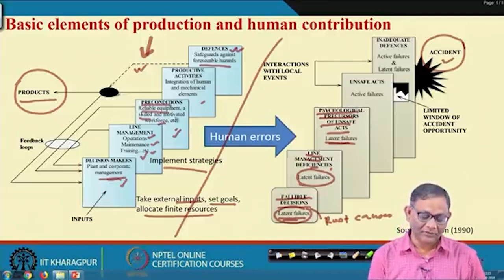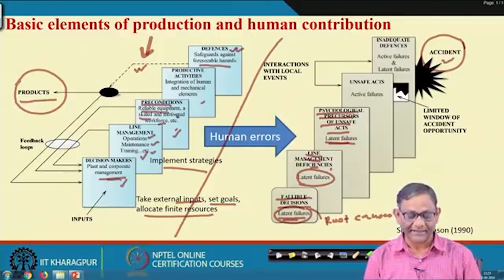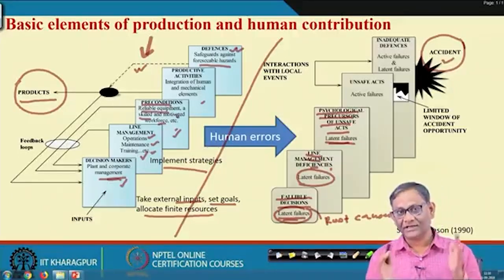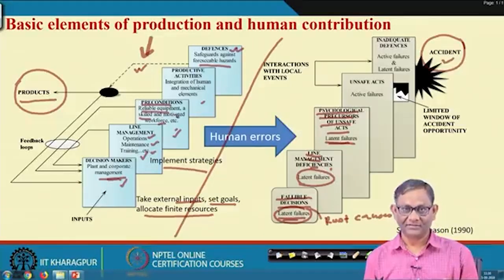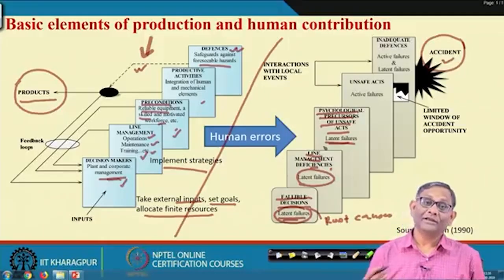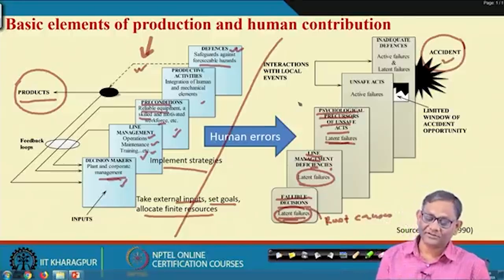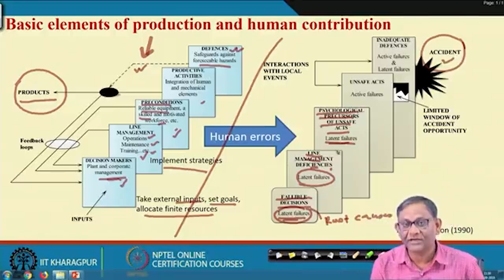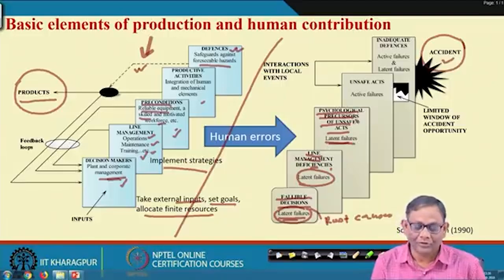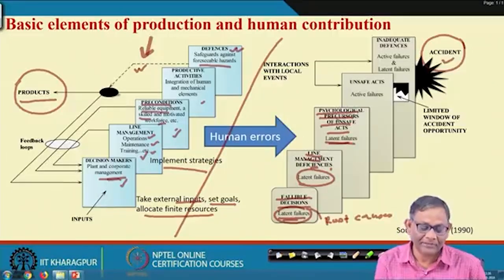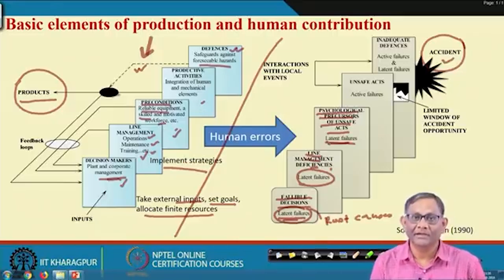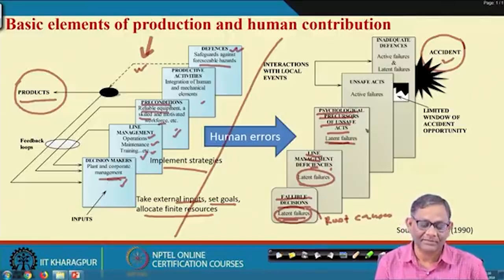For example, your time schedule or work schedule is bad. It creates overload, because the time given for work is less. It creates time pressure, or you want to produce more than what is recommended, which is overproduction. So time pressure, overproduction, overload, unreliable equipment, or unmaintained systems are all precursors to unsafe acts.